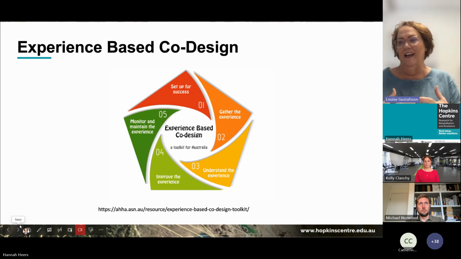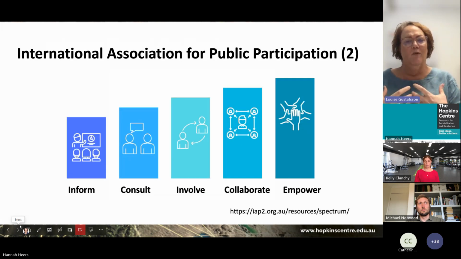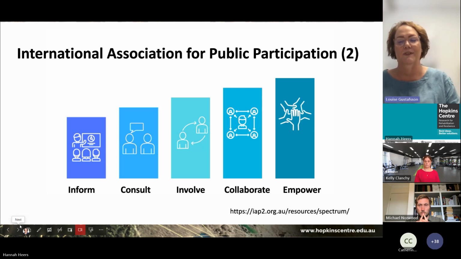So really today, I'm going to talk about how we did that in the AT Solutions project, and the ways that we made sure we were staying true to participatory principles as we were doing that. One of the frameworks I use to help me think through this comes from the IAP2, the International Association for Public Participation, and they talk about how we involve consumer and community at 5 different levels. So I'm going to do a very quick run-through of this. This is a very short summary.